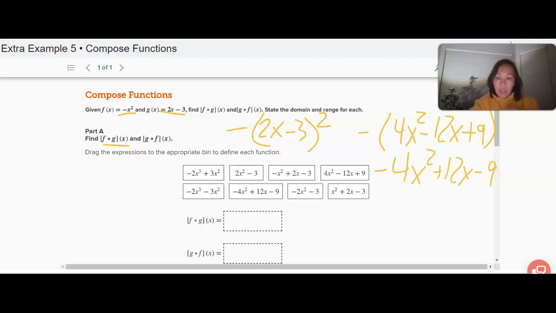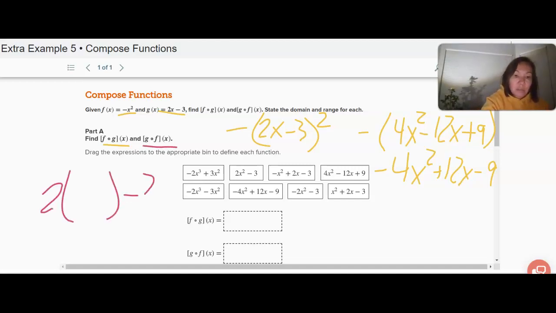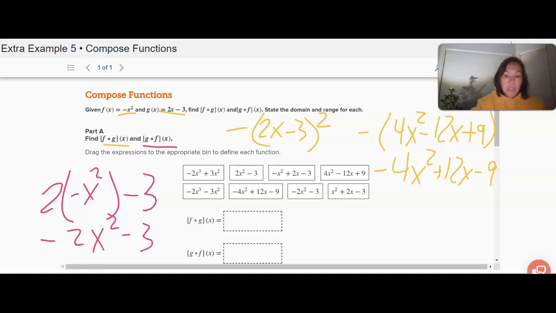Again, this we would have to FOIL out. 2x minus 3 times 2x minus 3, once it's all simplified, would be this right here. And then our final answer here. And then g of f of x, we'll use a different color for that. g of f of x means I'm going to take my g function, but in place of x here, we're going to put f of x, negative x squared. So this will be negative 2x squared minus 3 for the final answer there, which is right here, okay?